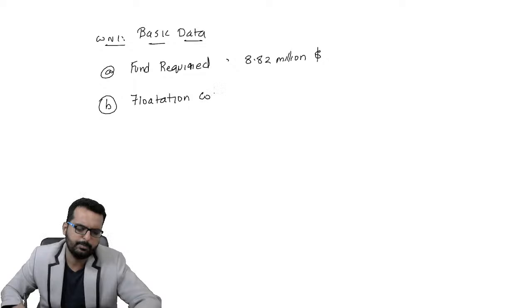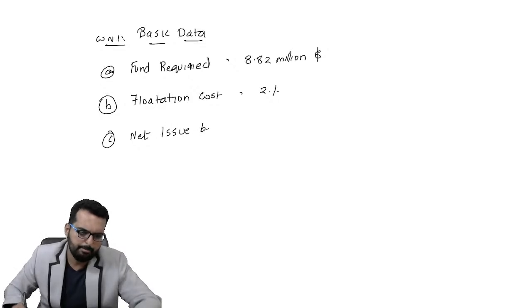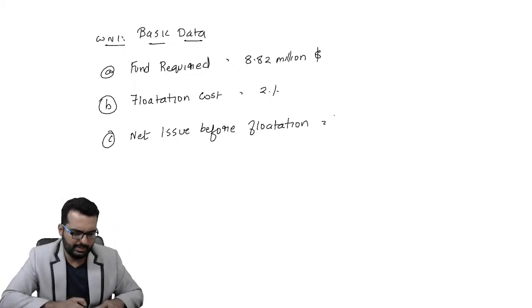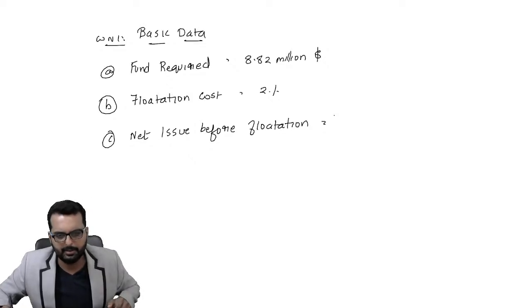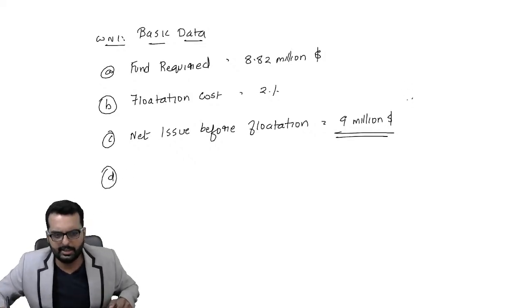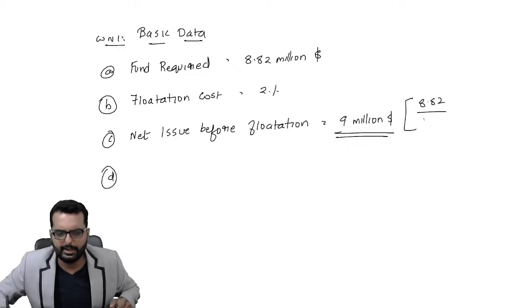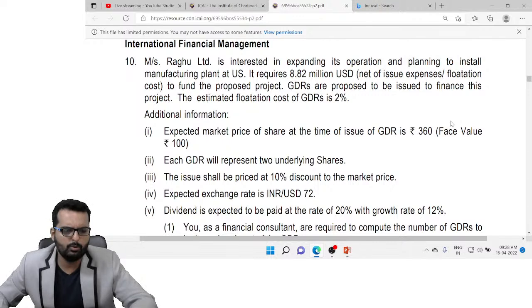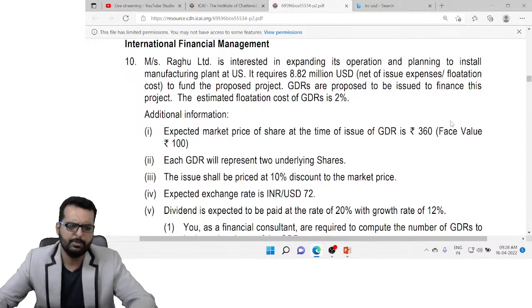Flotation cost is 2%. That means how much should be the net issue before flotation cost? That would be 8.82 divided by 98%. So do you get the answer as $9 million? Right? So how did I get this $9 million? 8.82 divided by 98%. This much of money is required and the money is coming in rupees.